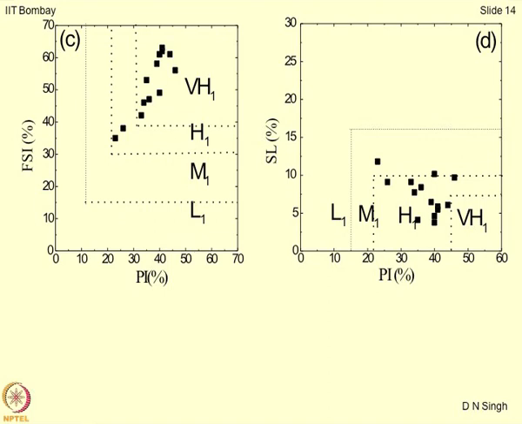If you plot free swelling index with respect to plasticity index, more FSI should correspond to very high swelling and very low FSI should correspond to very low swelling. You can use shrinkage limit also with respect to plasticity index, and then you can get some relationships between very high response of swelling to low response of swelling.